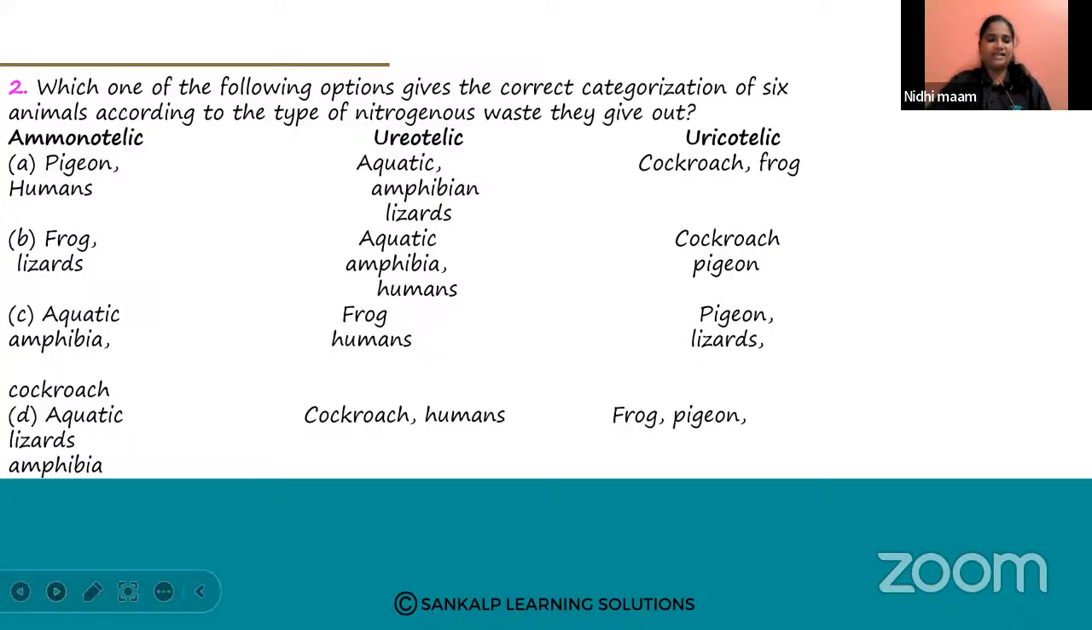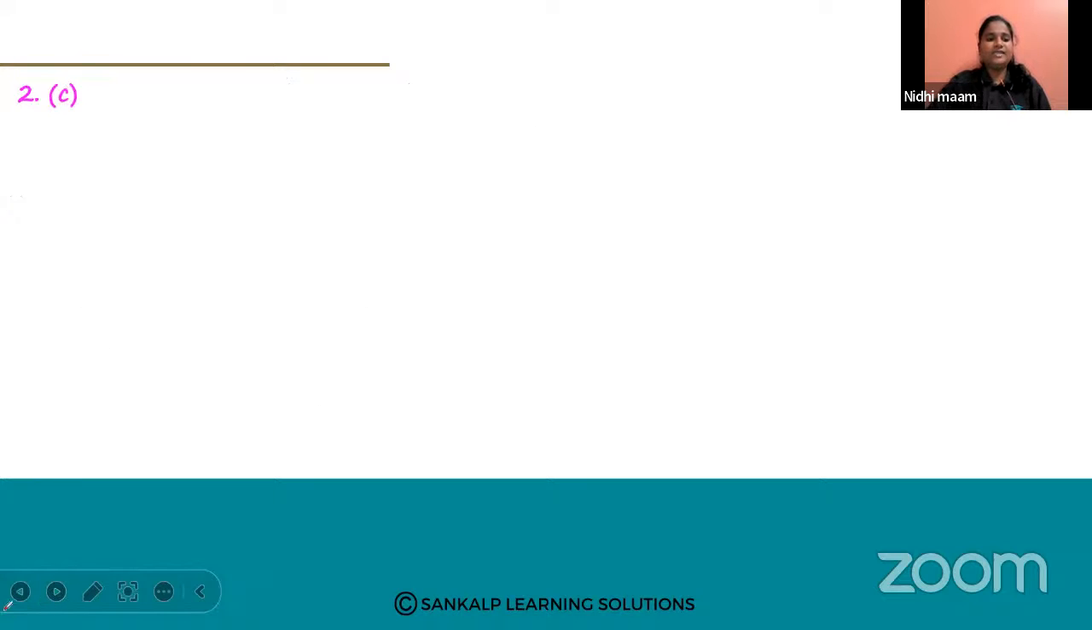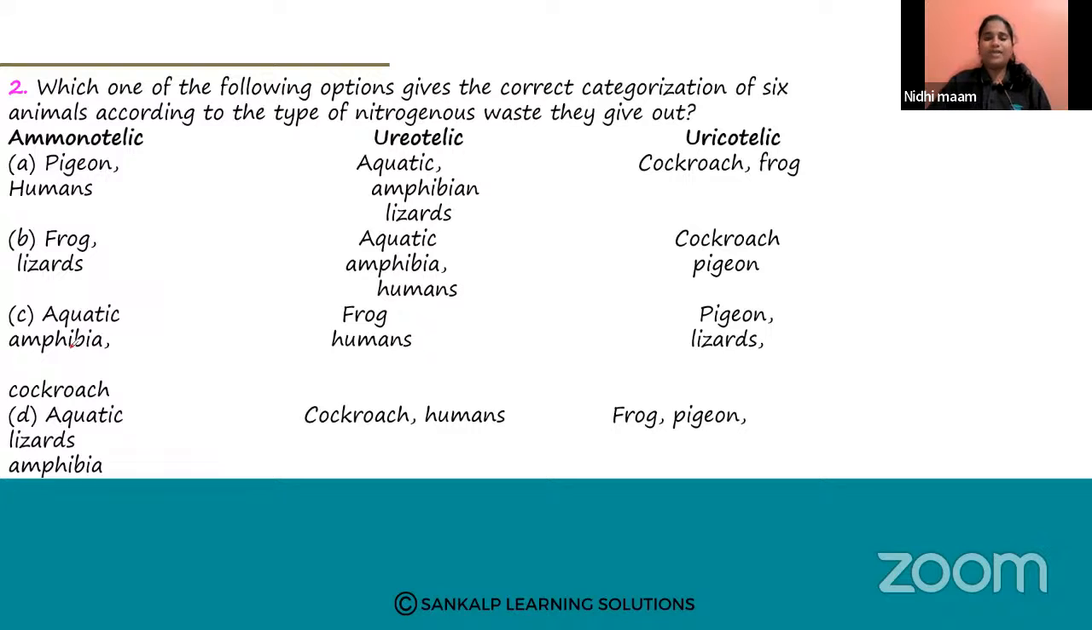Okay, let us check the answer here. So C is the right answer. That is aquatic amphibia, then frog and humans. Okay, Hema, good. Pigeon and lizards are uricotelic. Frog and humans are ureotelic. Aquatic amphibia are ammonotelic. So this is the right answer.